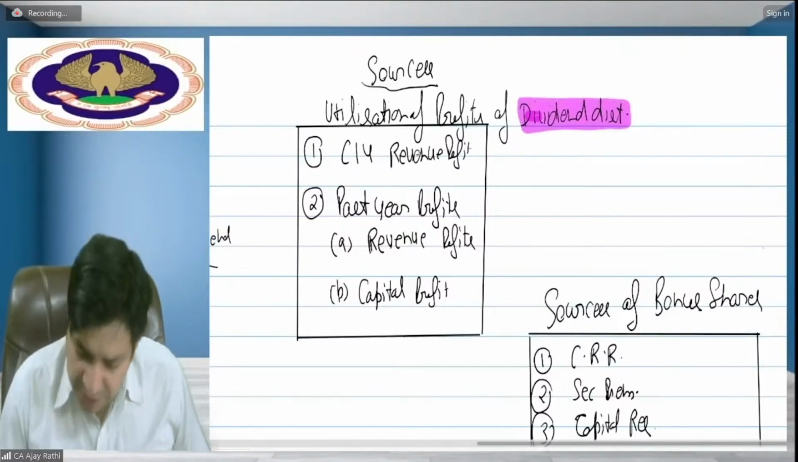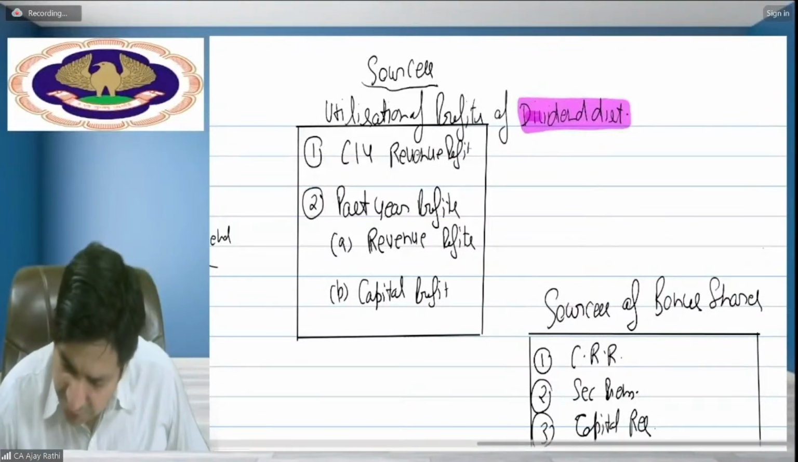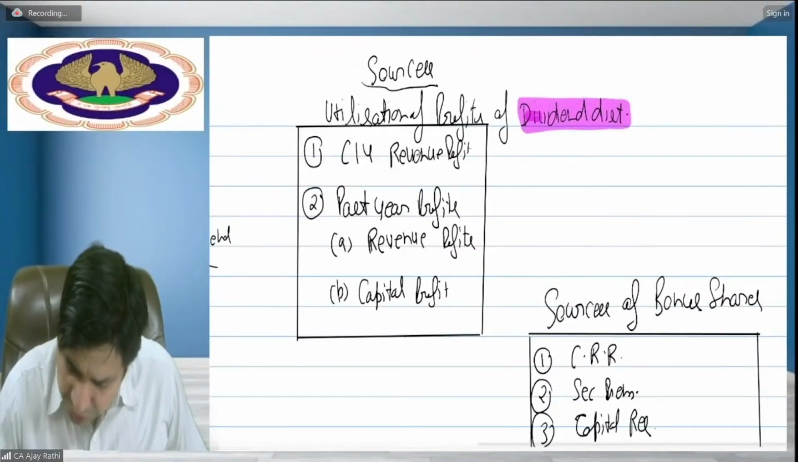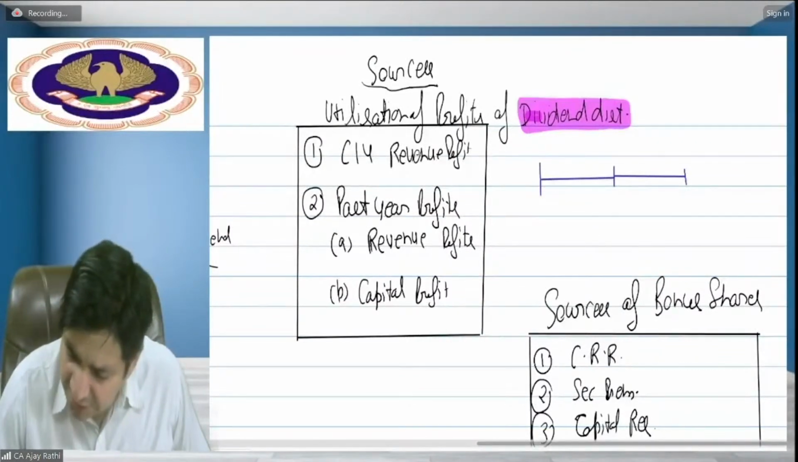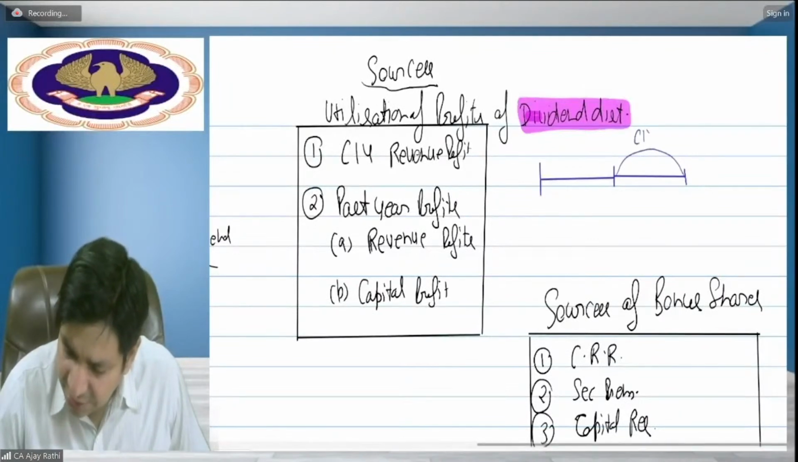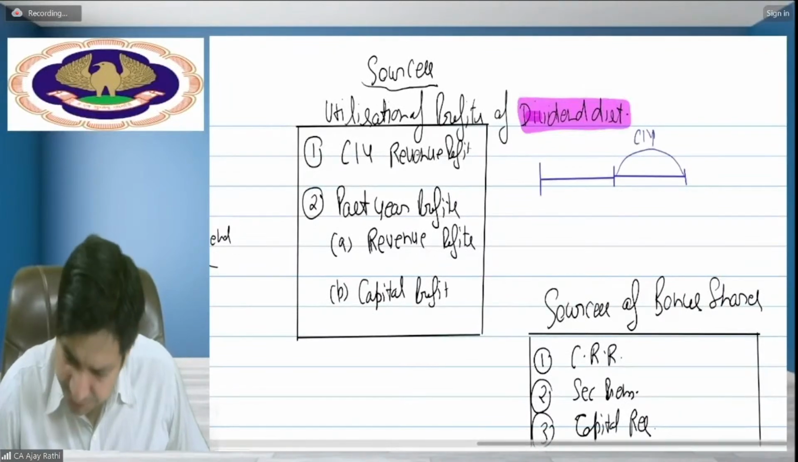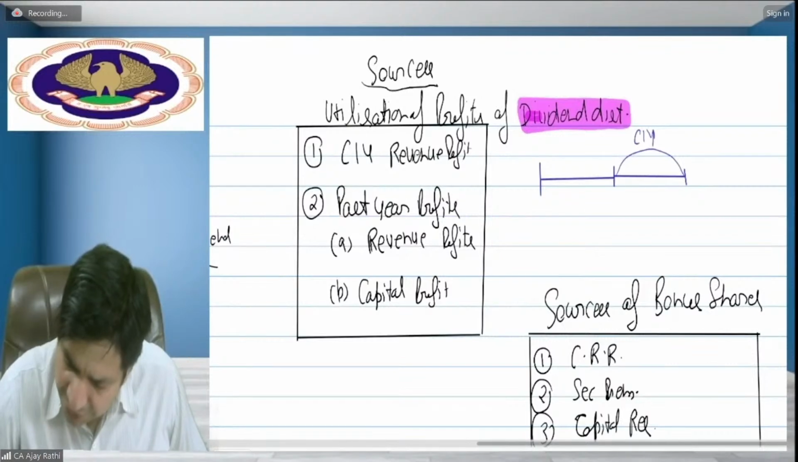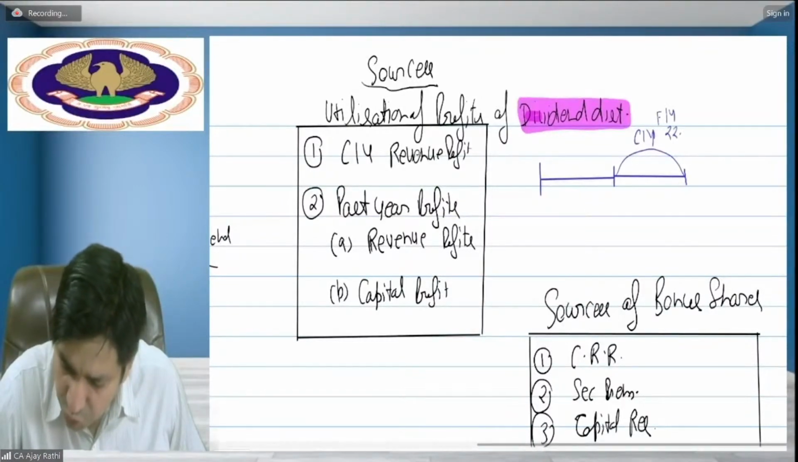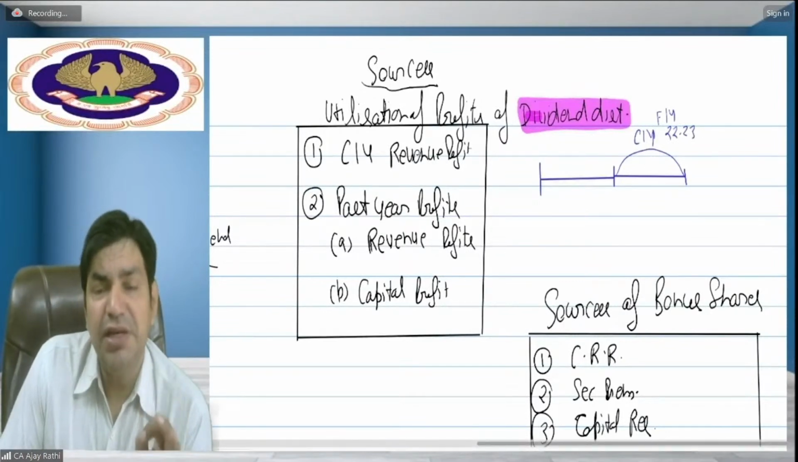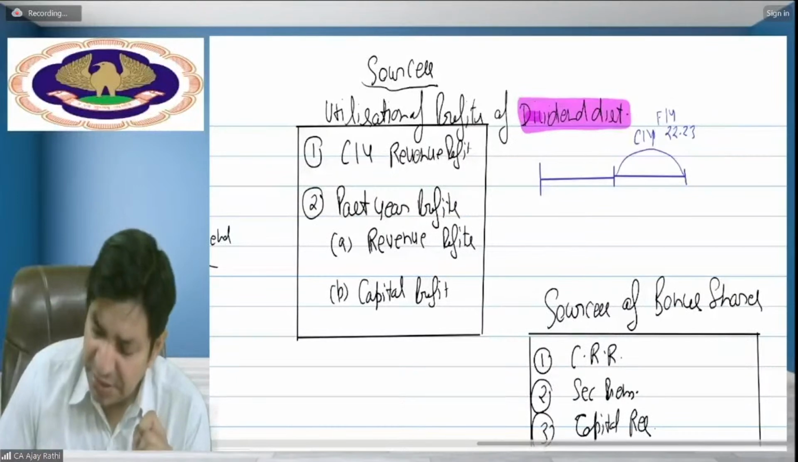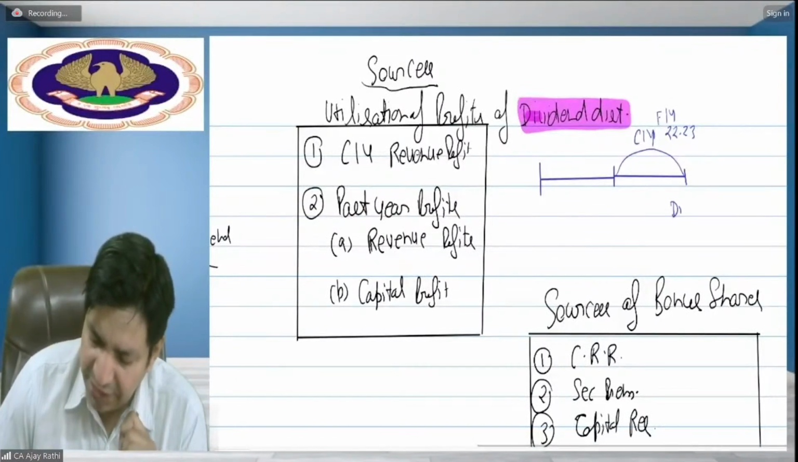Suppose, I am just giving you a recall so that if someone could not recall. Suppose this is the year, this is the current year. It means this is financial year 22-23. Now suppose for financial year 22-23 there is a dividend requirement.